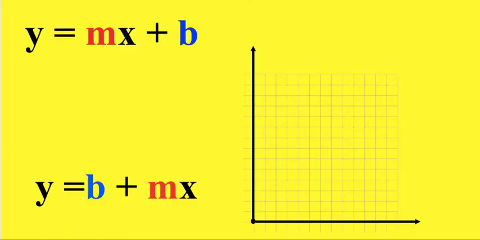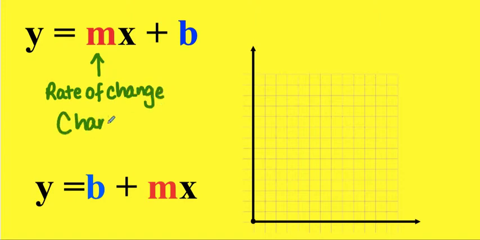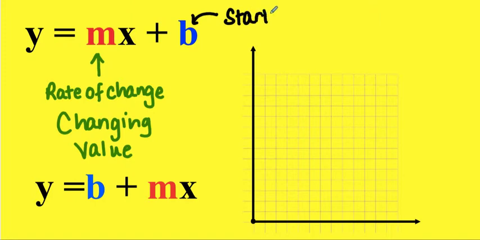Now let's break it down. You're used to slope-intercept form in the form y equals mx plus b, which we will see examples like that. Now m, I want us to think of that. It's a rate of change. Rate of change, so it is the changing value. b, again, in a graph we call it the y-intercept, but in real life we would think of it as the starting amount.